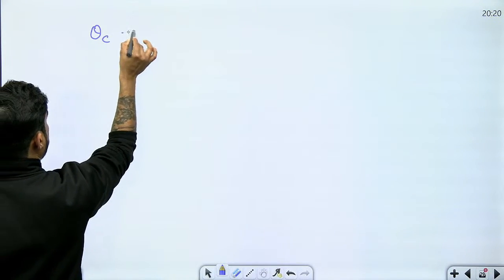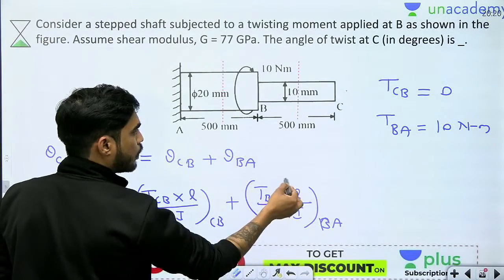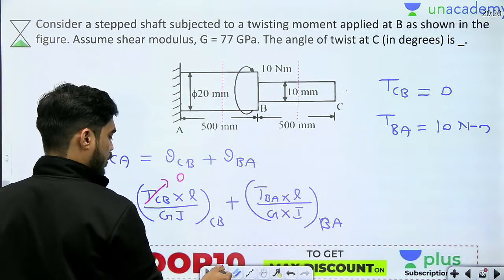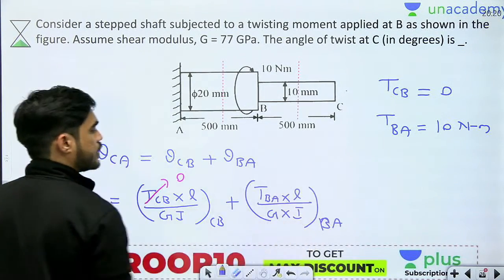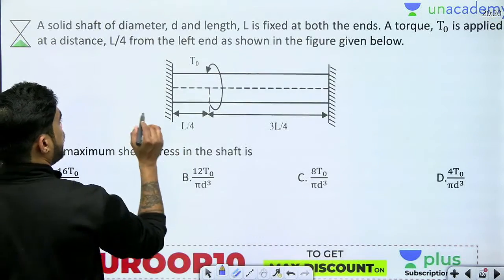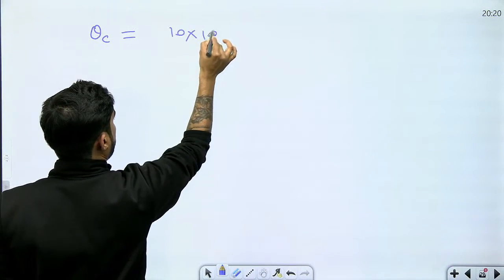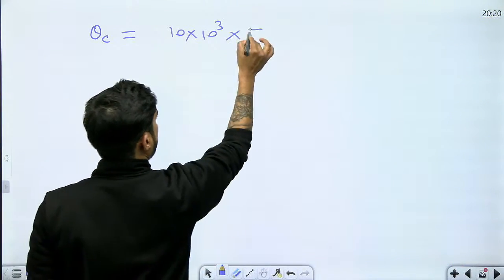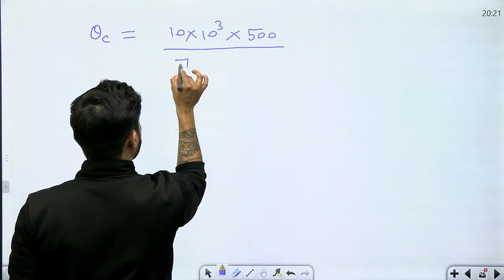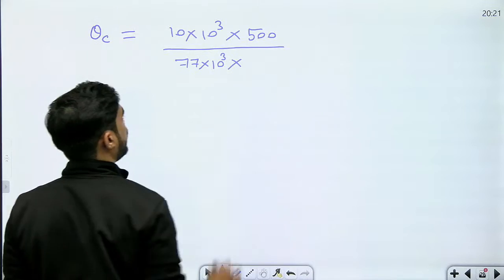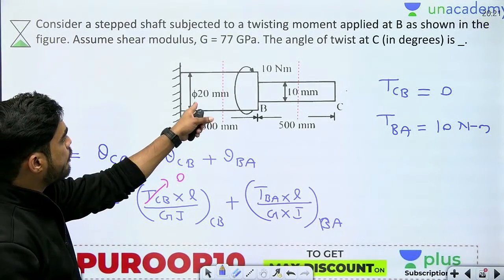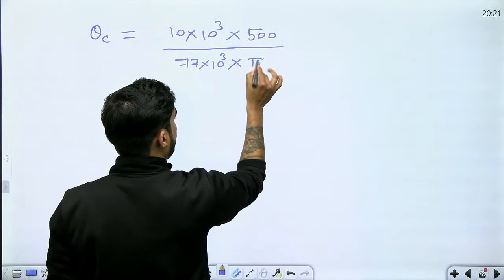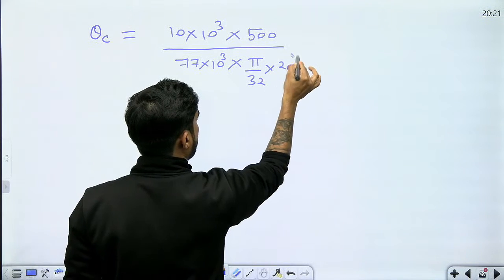So theta C will be equal to, now TCB is 0, sorry. This is gone to 0. I only need to put the value in this equation. So TBA is how much? 10 Newton meter. So I will convert it in mm. So 10 into 10 to the power 3 mm. Length is 500 mm, divided by G, which is 77 gigapascal. So 77 into 10 to the power 3. And J will be pi by 32 diameter to the power 4. And diameter is 20. So this will become pi by 32, 20 to the power 4.